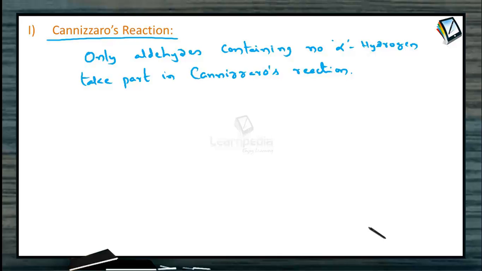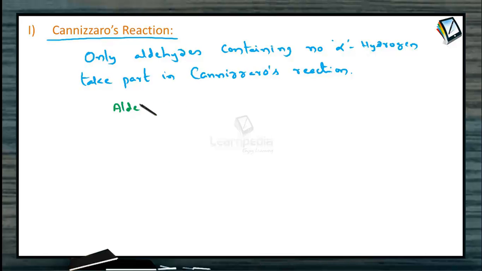That is, simultaneous oxidation and reduction of the given aldehyde takes place to give a salt of carboxylic acid and an alcohol. That is, during this reaction 50% of the aldehyde undergoes oxidation and the remaining 50% of the aldehyde undergoes reduction. Therefore, an equimolar mixture of carboxylic acid and alcohol is produced. So this method of converting an aldehyde having no alpha hydrogen by refluxing with strong solution of either 50% NaOH or KOH so as to bring about the simultaneous oxidation and reduction to give a salt of carboxylic acid and an alcohol is called Cannizzaro's reaction.